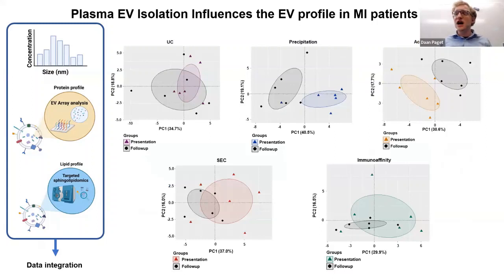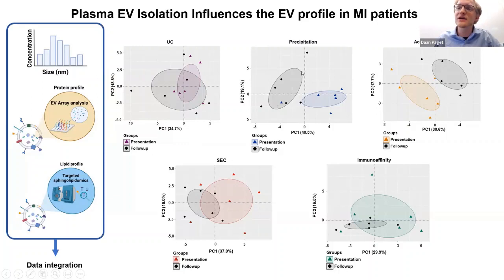And the answer is essentially that only 2 methods were able to differentiate it based on the EV profile that we obtained. So here you can see the 5 different isolation methods, and you can see a principal component analysis where we try to separate the EV profile at time of presentation versus the EV profile in the same patient at 1-month follow-up. And only 2 methods were able to clearly separate the 2 groups.